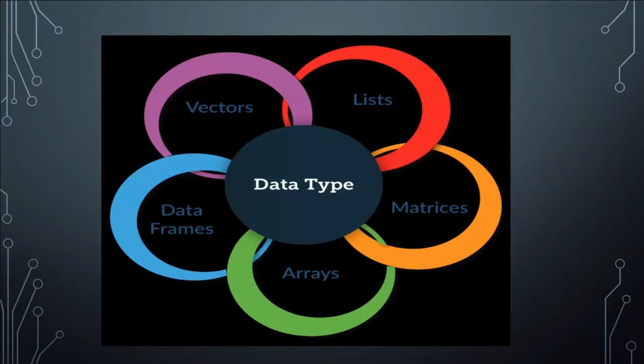Now, this is very important. What are the different data types R supports? One is vectors, second is lists, third is matrices, fourth is arrays, fifth is data frames. These are the 5 different data types R supports.